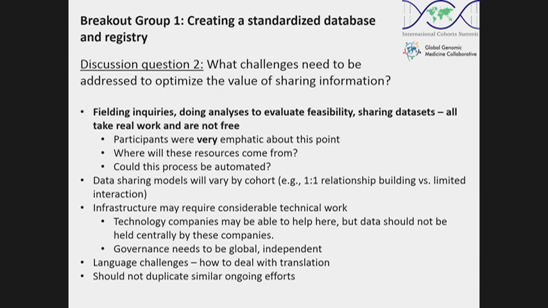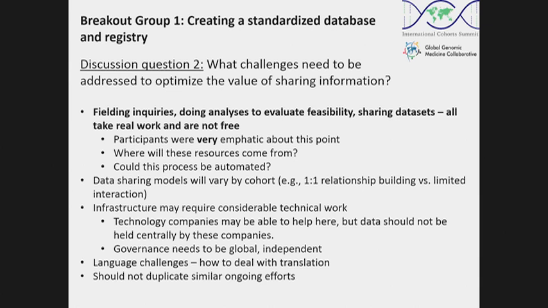We also discussed the fact that data sharing models vary, often very substantially, by cohort. And so in some cases, data sharing requires one-to-one collaborative relationship building. In other cases, there is an environment where data is released very freely and individual investigators can take advantage of that without further interactions with the cohort. And it's important to be respectful and to understand the nature of those models.